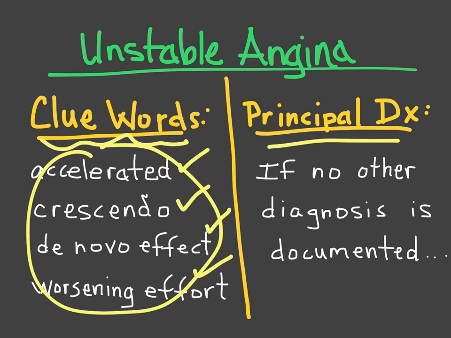So we're sticking to that guideline that we've been following about signs and symptoms all semester. For example, if they make a final decision about a certain heart condition, that would certainly be listed as a principal diagnosis. But if nothing else is going on and they have no other related diagnosis, you may use unstable angina as the principal diagnosis.